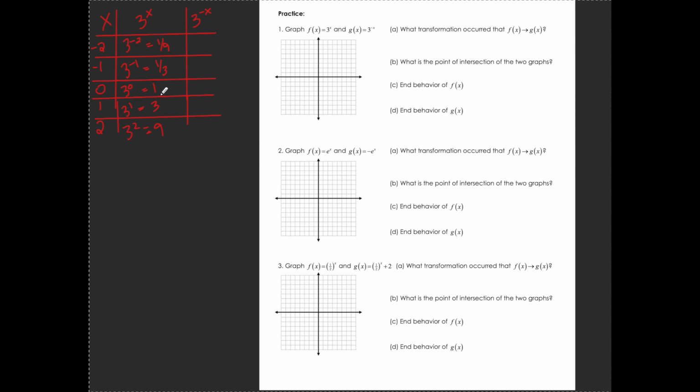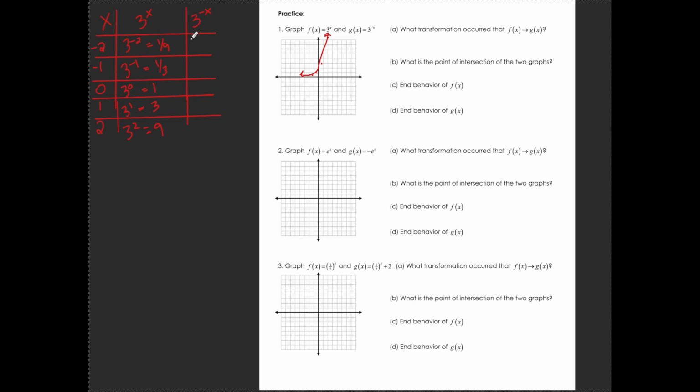I'm going to go ahead and graph that. So at negative 2, I'm at a 9th. It's going to be really hard to get in here. Negative 1 should be a little bit higher than that. 0, 1, and 3, 9. So if I connect this, it's not beautiful on here, but we get the idea. There's 3 to the x. I'm going to do 3 to the negative x in a different color.